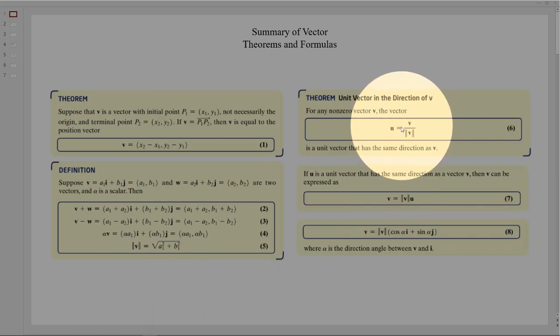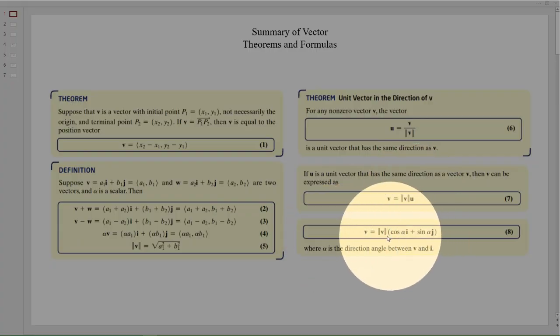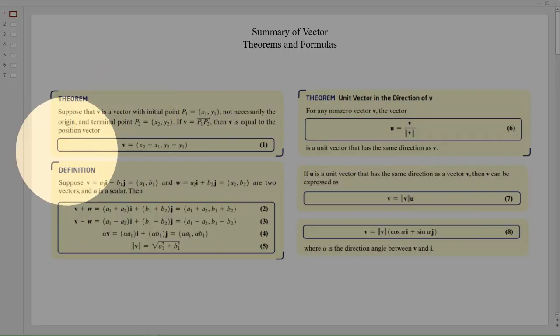We can create a unit vector that shares the direction of v by taking the vector v and dividing by its magnitude, or we can solve this for v and we would see that the vector v is the vector v's magnitude times the unit vector. And we can also, this is very useful here, we'll be using this in a second. So alpha is the direction angle between v and i. So we're going to take the magnitude and multiply it by the location on the unit circle for that angle, and this gives us some power to solve some problems, which we'll see here in just a sec.